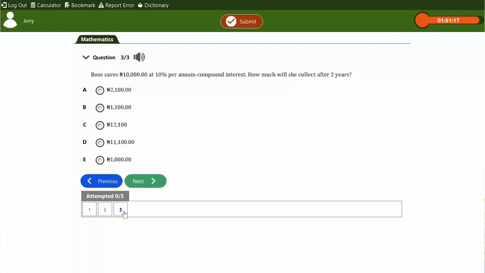So let's solve this one, that is, Bosse saves 10,000, okay, at 10% per annum. So she saves 10,000 naira in a bank, and the agreement is that the bank will give her 10% per annum in compound interest, not in simple interest, in compound interest. Okay, so they are asking how much will she collect after 2 years. So let's look at that. How much will Bosse collect after 2 years?